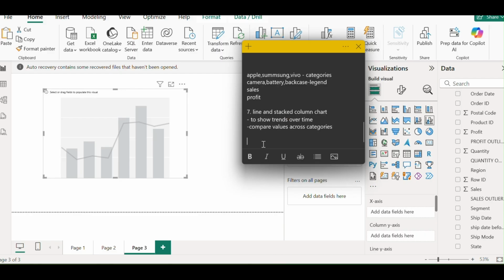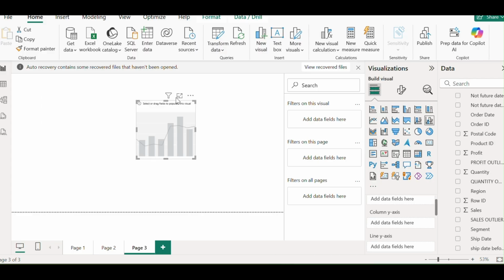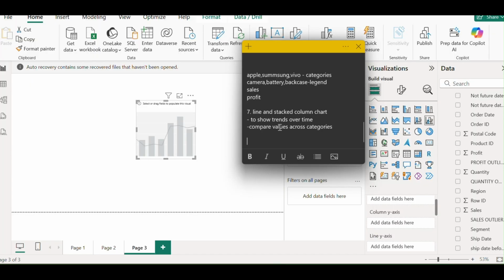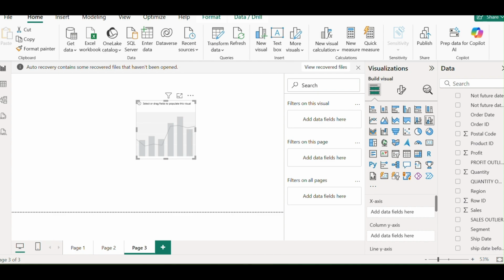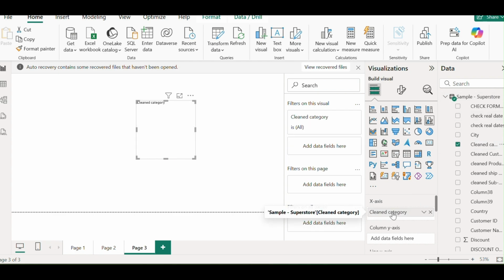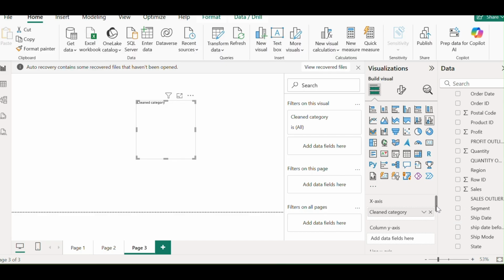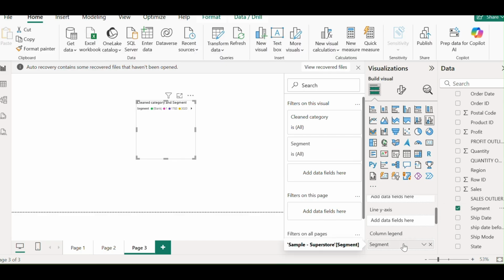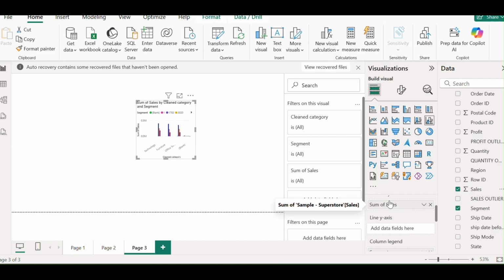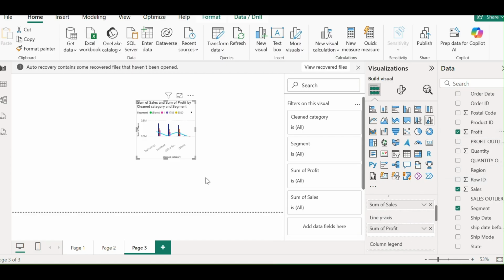Okay, so click on here. So yeah, same, to show trends over time. This column chart is to compare values across categories. Clustered means all segments to one category. See, for example, I am taking this cleaned category in the x-axis, then for clustered I should take segments as legend. Then sales in the column y-axis, and I'm taking profit in the line y-axis.